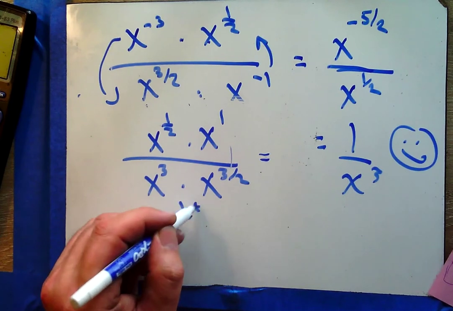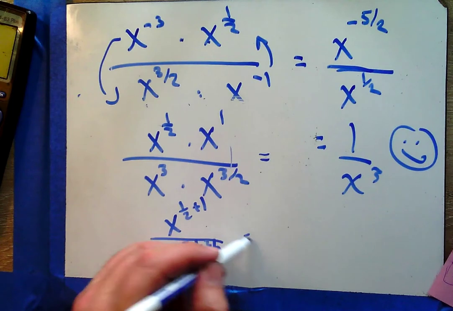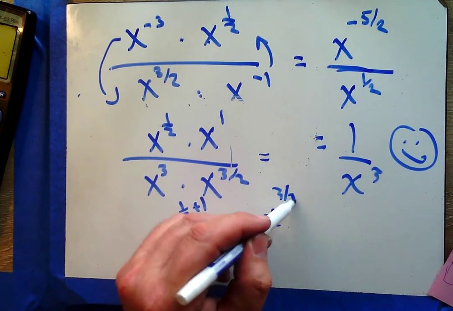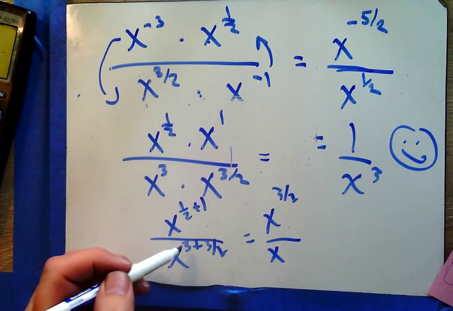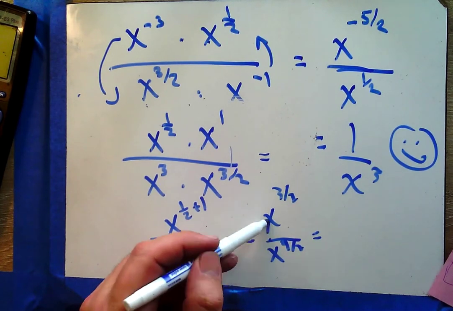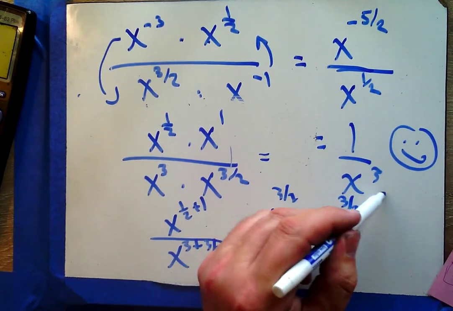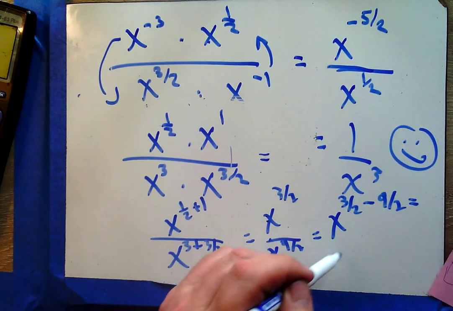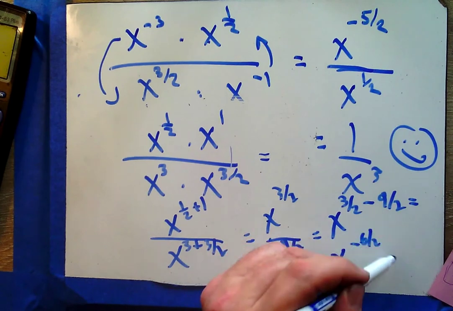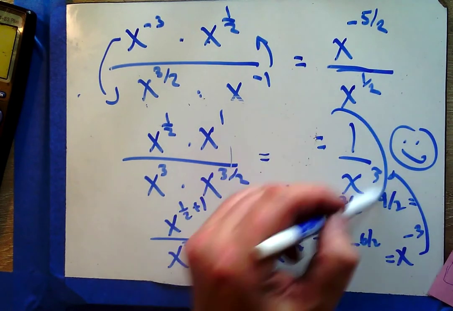X to the 1/2 plus 1 over x to the 3 plus 3 halves. I end up with x to the 3 halves over x to the 9 halves. And then, I'm dividing and the bases are the same, so I better subtract. 3 halves minus 9 halves. That's going to be x to the negative 6 halves, which, by the way, is x to the minus 3. And there we are again.